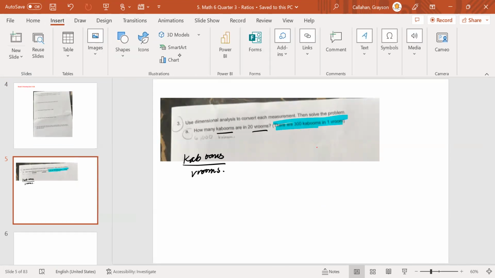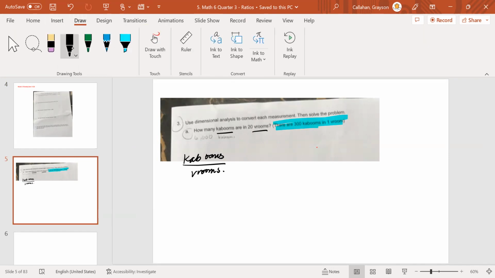And it says there are 300 kabooms in 1 room, okay? So that is going to be 300 kabooms over 1 room. But we want to convert how many kabooms? So question mark for kabooms, or I should say X, right? X equals kabooms over 20 rooms. Do you see that? Room is on the bottom, kaboom is on top, okay?